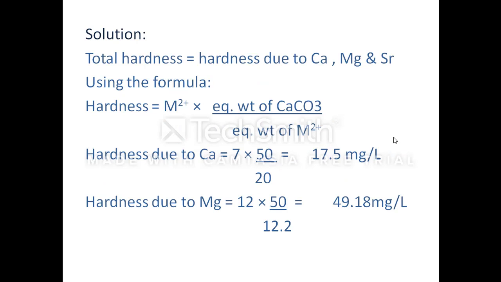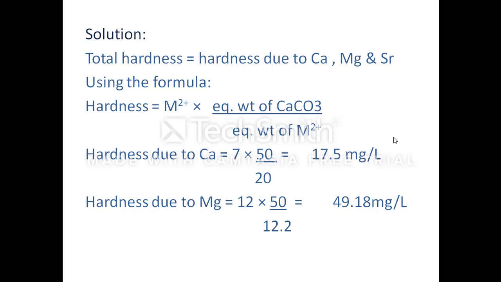the total hardness would be equal to the hardness caused by calcium, magnesium, and strontium ions. Now using the formula, hardness is equal to M2 positive into equivalent weight of calcium carbonate divided by equivalent weight of M2 positive. As you studied this formula earlier, now we would separately calculate the hardness caused by calcium, magnesium, and strontium ions.